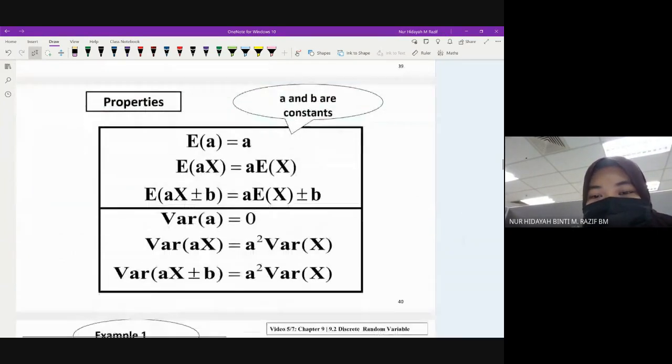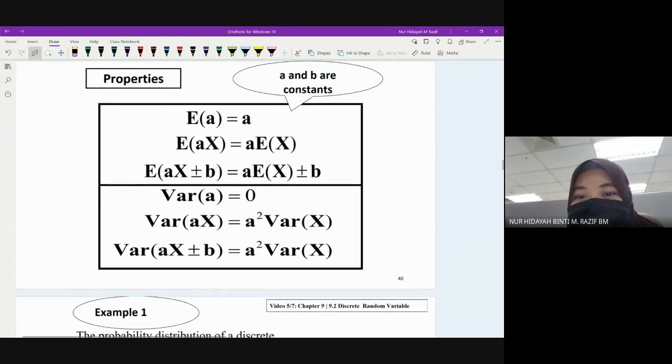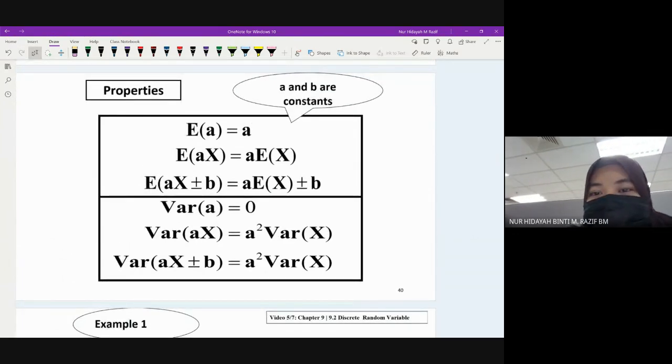Okay, so now kita tengok properties of our expected value as well as your variance. So if you have A and B, yang mana A and B are constants, now the expected value of this constant A will be equal to the constant itself. So expected value of A is A. And then if you have the expected value of A darab X, okay, since A is a constant, we can take A outside and then didarabkan dengan expected value of X.